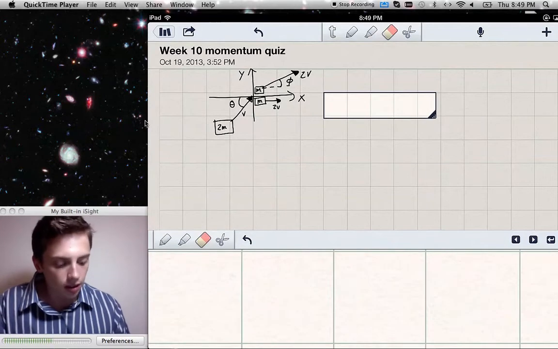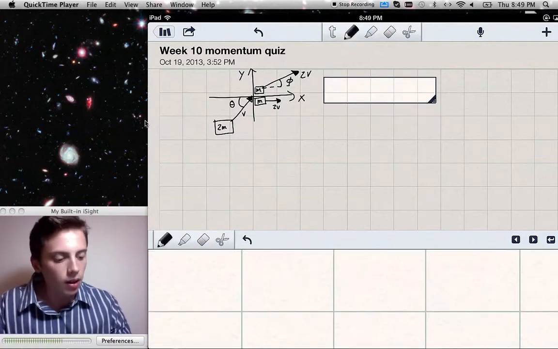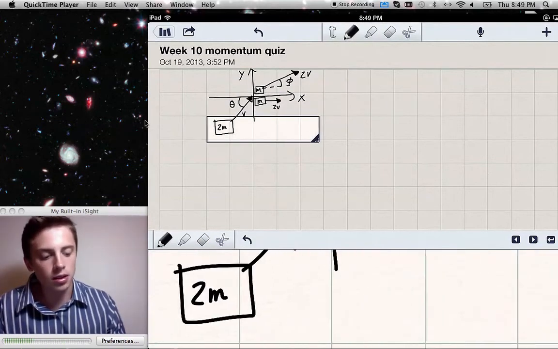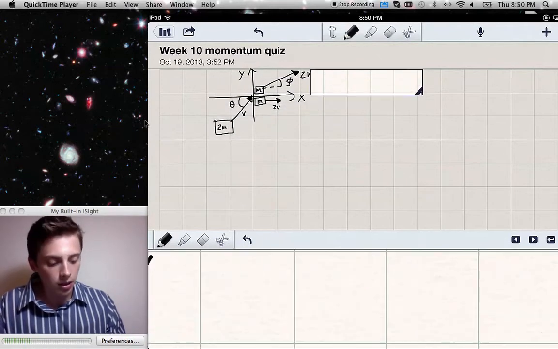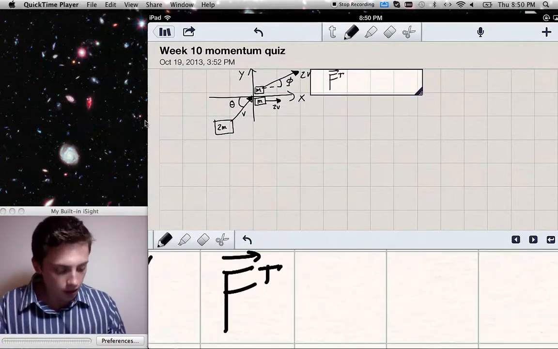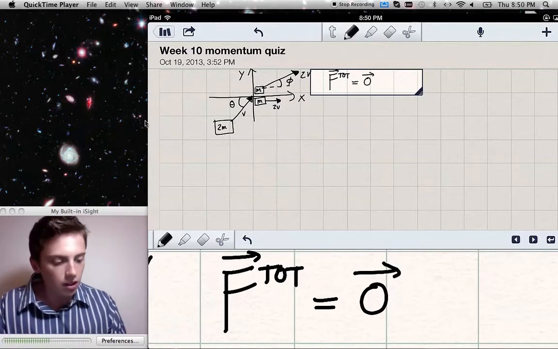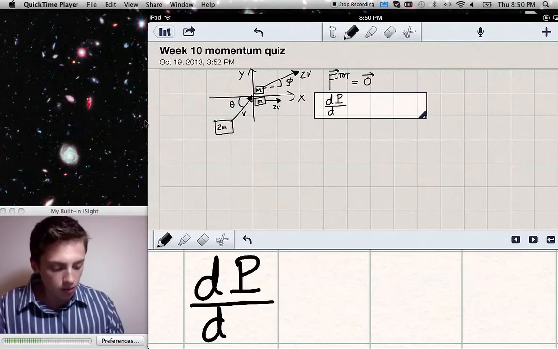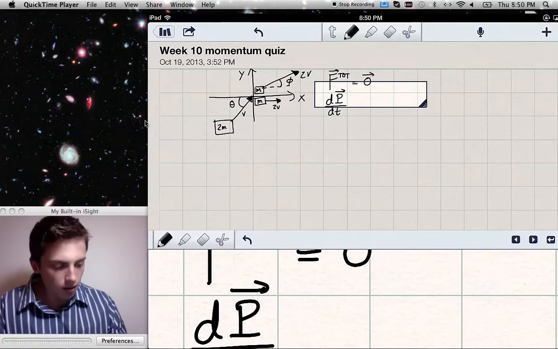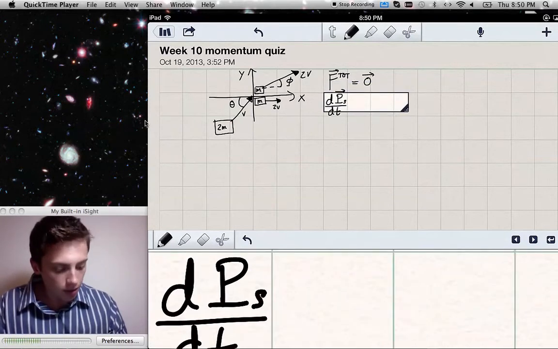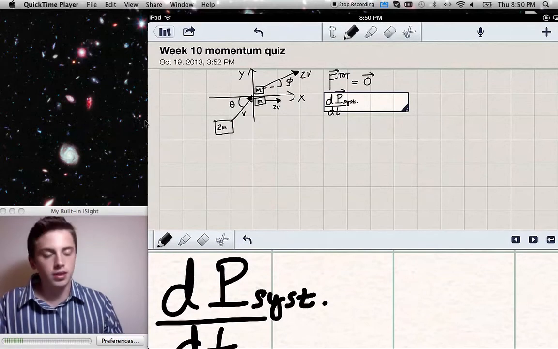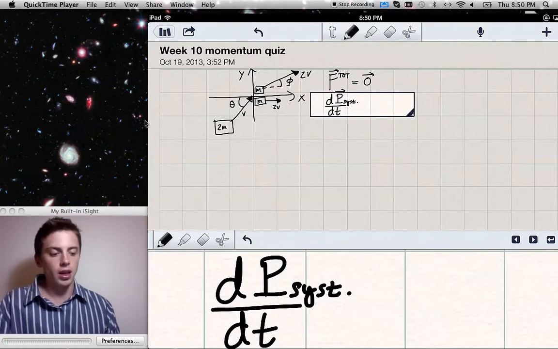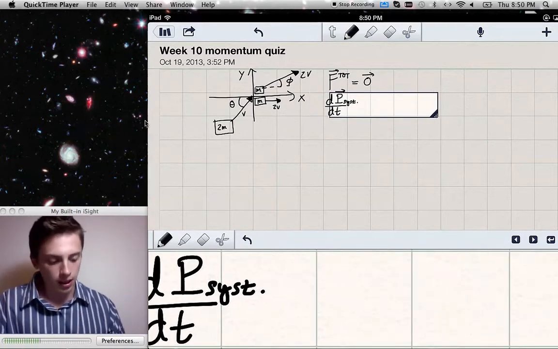So the law or definition. We know that on the system, on this mass, during the explosion, when it blows up into two pieces, the net force is 0. And we derived in class that we can rewrite the total force as the derivative of the total momentum with respect to time. I write this as a capital P with a subscript syst for system.